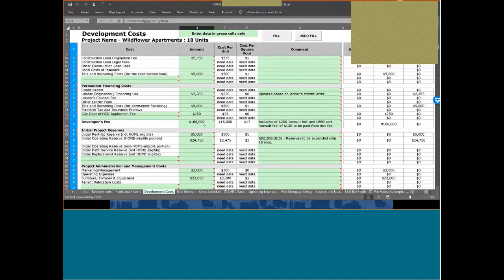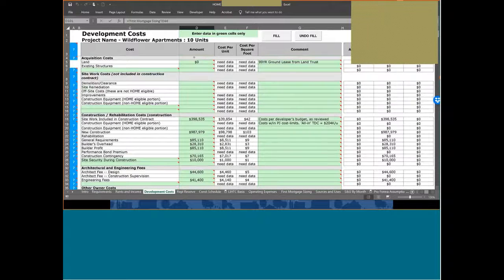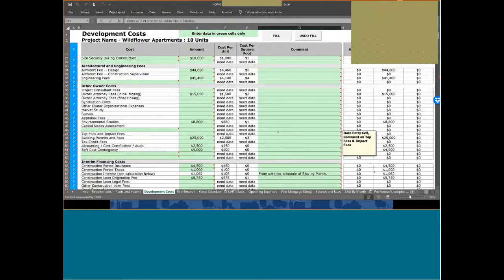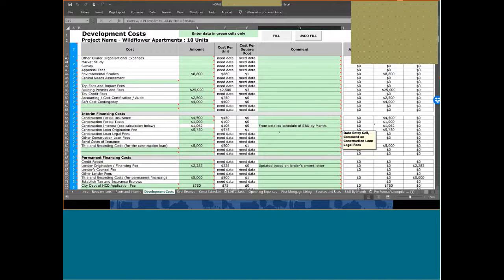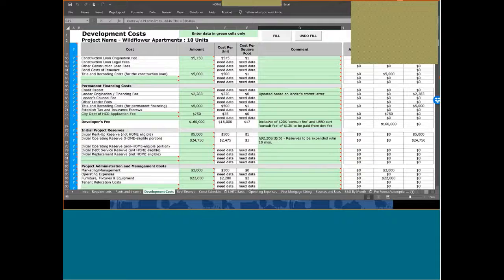The other things that I want to point out while I'm on this worksheet are that your inputs here will give you cost per unit and cost per square foot. And very importantly, you also have a comment field that gives you an opportunity as an underwriter to defend why you believe that's the right number. So I filled in a few of these just as a representative sample of how somebody might do this.